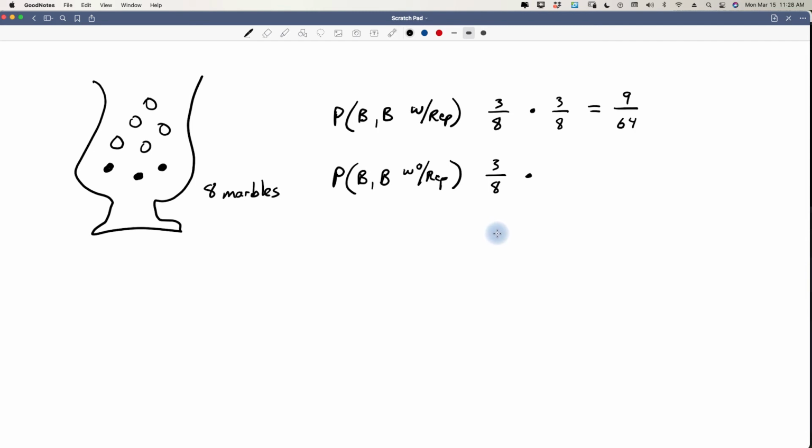Okay, so let's say we pulled that black marble out. We kept it out. Now we don't have 8 marbles in the urn anymore. We have 7. And because we took out a black marble with the first draw, now we only have 2 black marbles in the urn. So now we only have a 2 out of 7 chance of getting a black marble. And now that is without replacing the marbles. Now we multiply, and that's going to be 6 over 56. And that's going to reduce to 3 over 28.